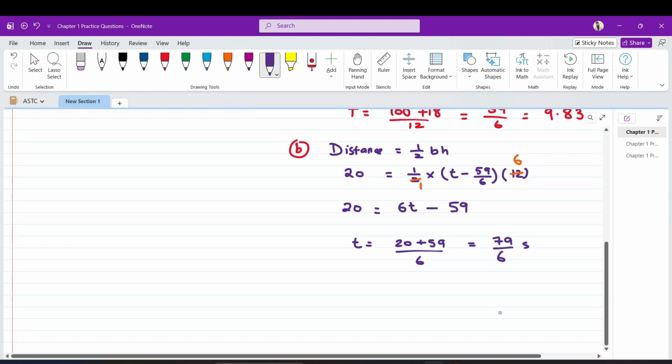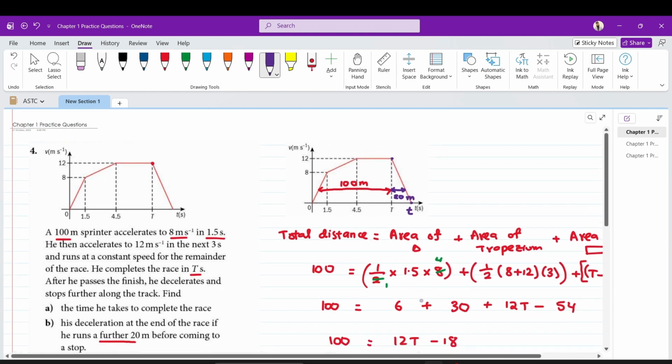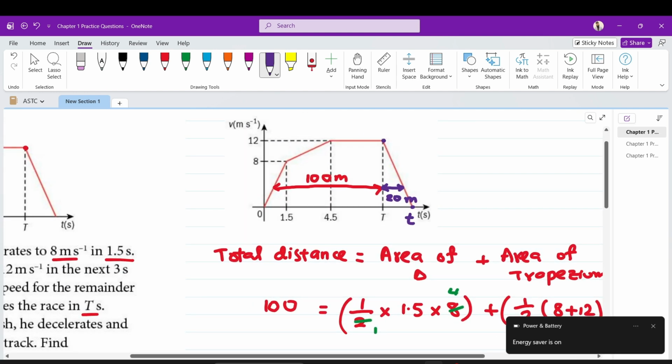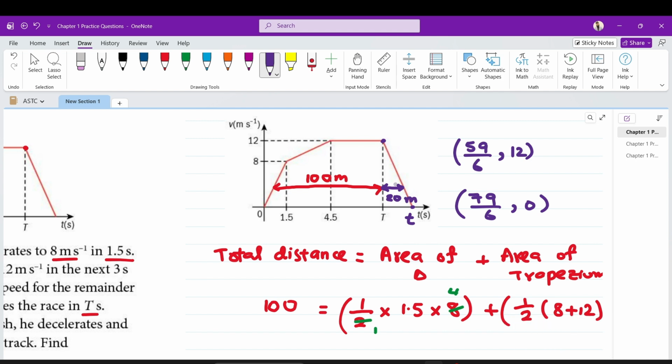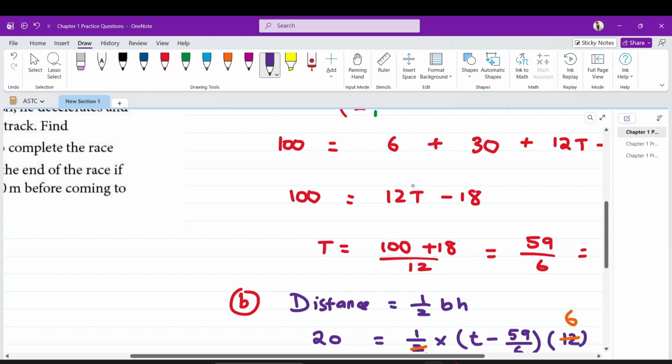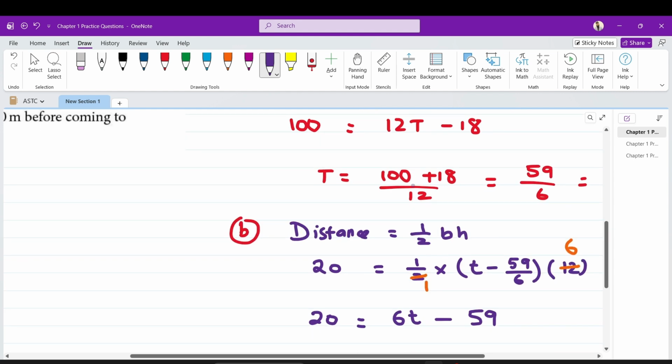Now I need to find acceleration. Acceleration is change in velocity over change in time. Between these 2 points, I can see that this point was 59 over 6 comma 12, and this point is 79 over 6 comma 0. Now we'll calculate the gradient, because I need to find the acceleration, so that will be the gradient of this part of the graph.